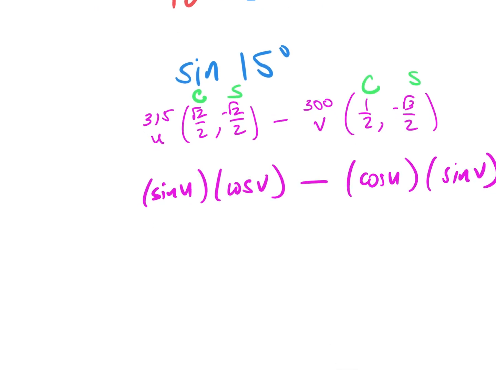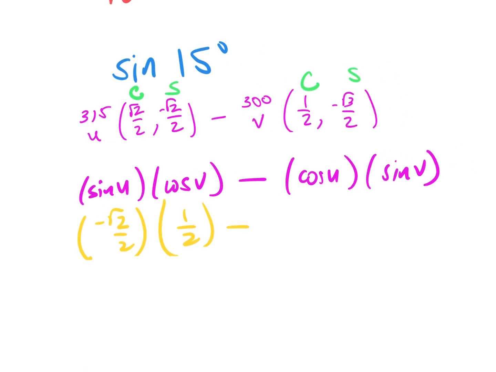What is the sine of u? Negative square root of 2 over 2. Perfect. What is the cosine of v? Negative square root 3 over 2. Cosine. 1/2. 1/2, yep. Minus, what's the cosine of u? Square root of 2 over 2 times the sine of v. Negative root 3 over 2. Perfect. Take a second just to make sure we don't make silly mistakes. It happens all the time.